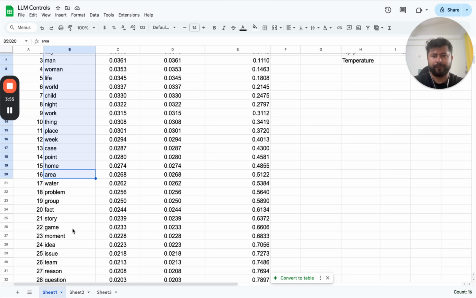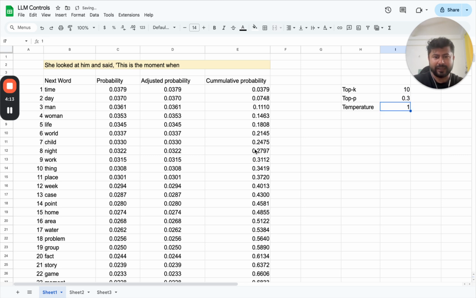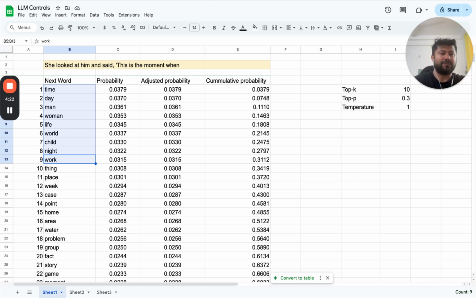So again, let me reiterate the difference. In top K, it was only considering these 10. In top P equal to 0.5, it is considering all the words till here. Now if we change the value of top P to 0.3, then this is the cutoff, and it's only going to consider these 9 words. So that's the basic difference between top K and top P.